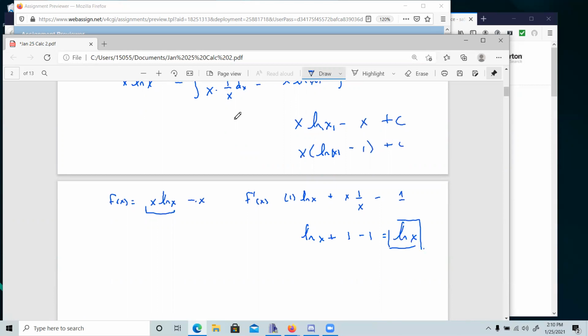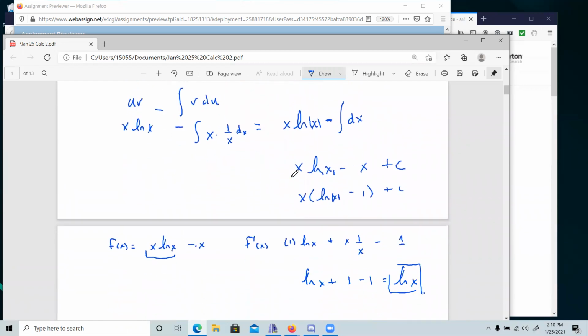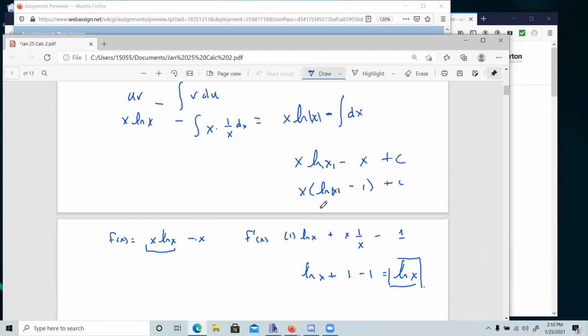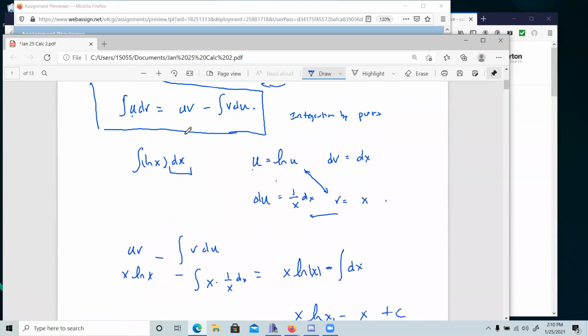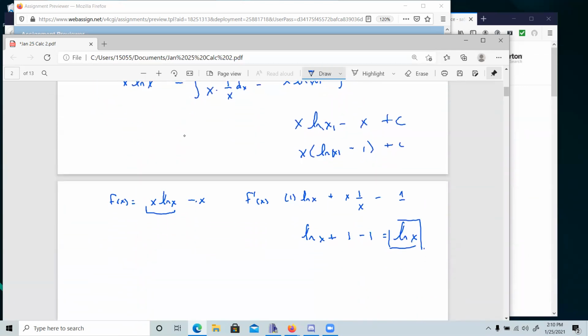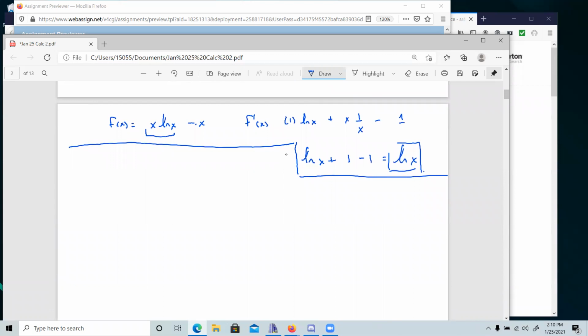All right, so we've shown that we integrate ln x, so we get x ln x minus x. And then we took the derivative of x ln x minus x, and we ended up with ln x again. But that is a process of integration by parts. Okay, so you're going to learn a lot of different integration techniques in this class. That's mostly what Calc 2 is: integration techniques.